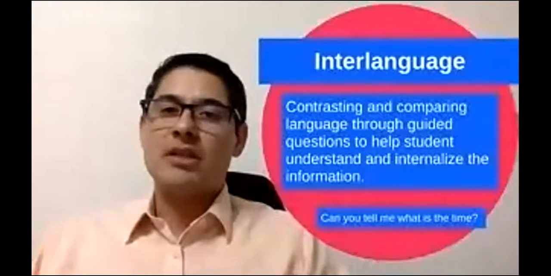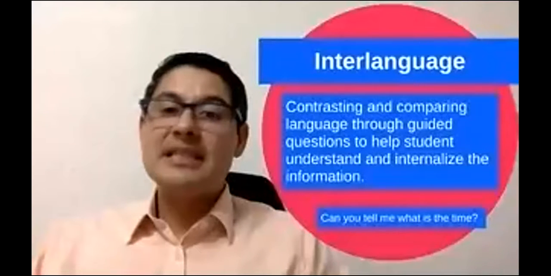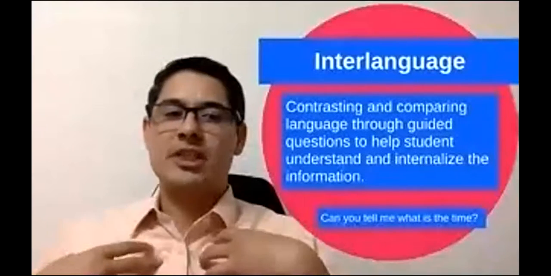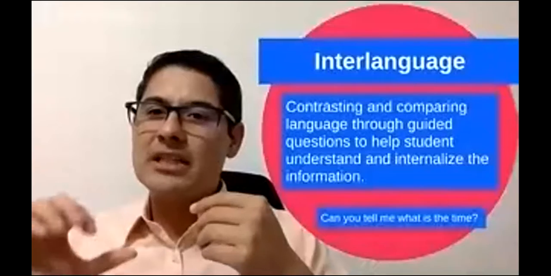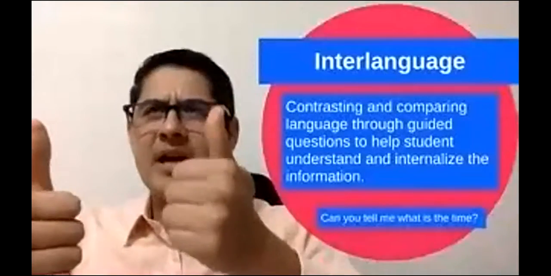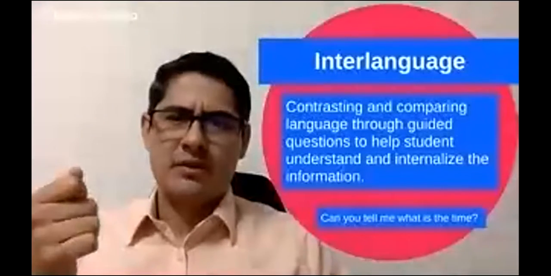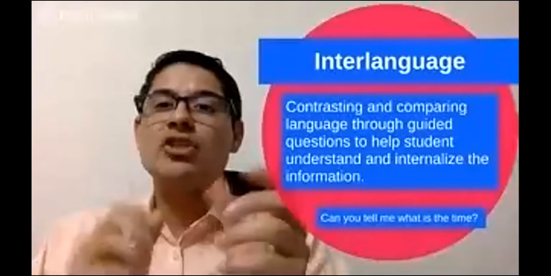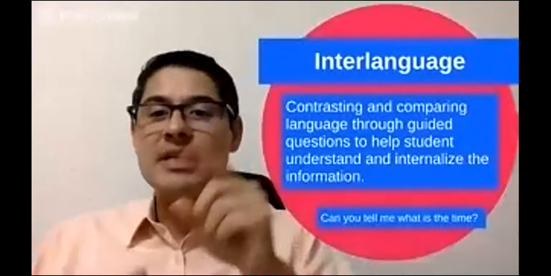The example that we talked about before, can you tell me what is the time? This is a good example of interlanguage because many students, from my personal experience, think this is correct. When they think this is correct, you have to go into their interlanguage, contrast, compare, guide them. Okay, look, can you tell me is a question, right? Subject, verb, inversion, etc. And you start to explain, talking to them, guiding them, having them come to conclusions themselves.